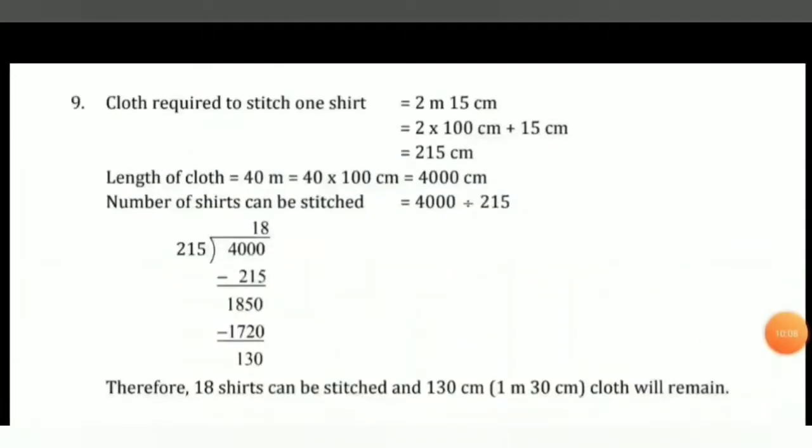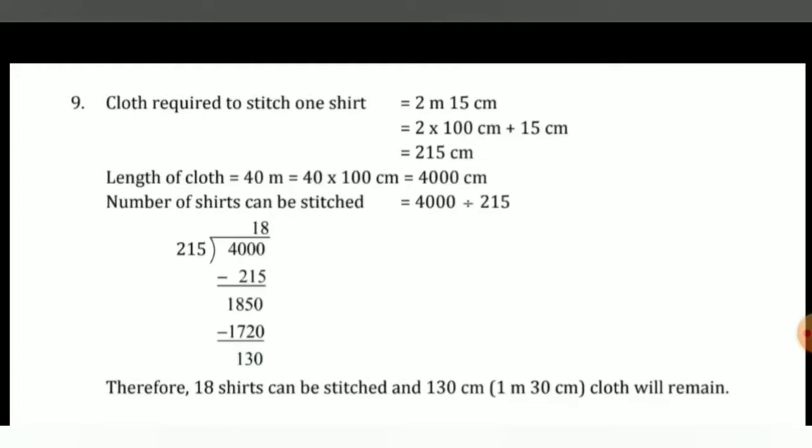Next question number 9. To stitch a shirt 2 meter 15 centimeter cloth is needed out of 40 meter cloth. How many shirts can be stitched and how much cloth will remain? See the solution. Cloth required to stitch one shirt, it is 2 meter 15 centimeter. So first both the units should be same. So this meter we will convert into centimeter. And as we know that 1 meter is equal to 100 centimeter. So 2 into 100 plus 15, it will come 215 centimeter.